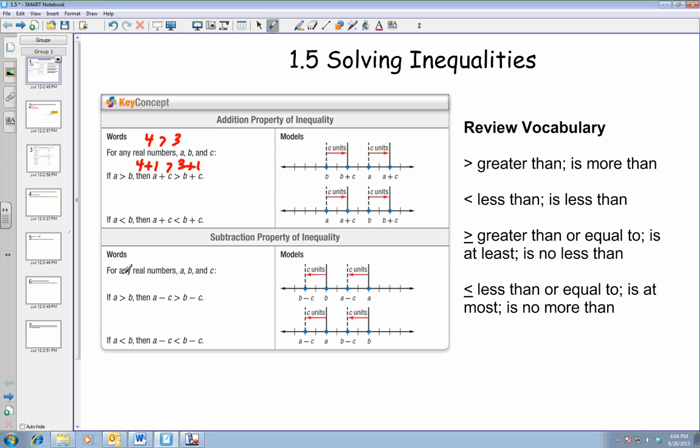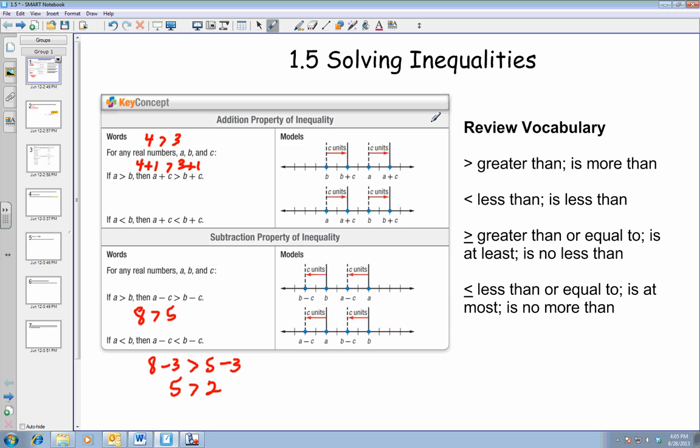And then the same holds true for subtraction. If a is greater than b, then when I subtract a number from both sides, I'm still going to have that same inequality. An example would be if 8 is greater than 5, and then I subtract 3 from both sides, then my answer will still be true: 5 is greater than 2. All right, so that's what this addition and subtraction property of inequalities is stating.